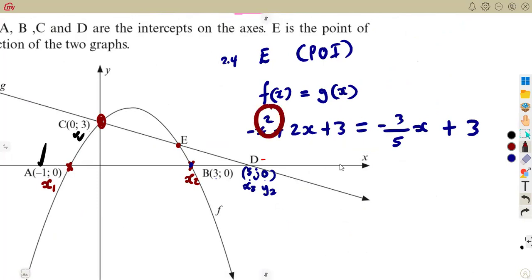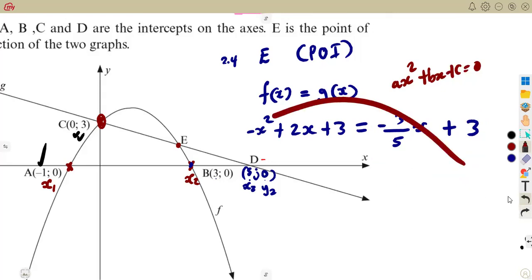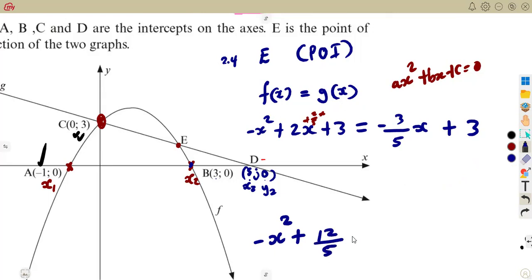And that's a quadratic equation. Remember, one side must be equal to 0. Ax squared plus bx plus c must be equal to 0. So let's take these terms to the left side. So we are going to have minus x squared. The minus 3 over 5 there will be positive. So we're going to have positive 2 over 5x. You have to add it there. So 2 plus 2 over 5. That was going to give us 12 over 5. So that's a positive 12 over 5x.